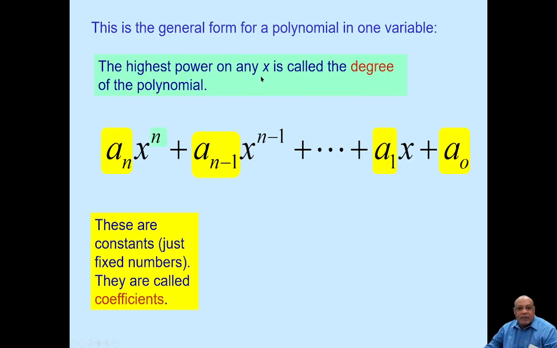The highest power of any x in the polynomial is called the degree of the polynomial. What this tells us is the overriding behavior of the graph of that polynomial. In the green here, you can see the degree of the polynomial. This term is going to be overriding because it's the highest, so it's going to grow the fastest and dominate the other terms in the polynomial.